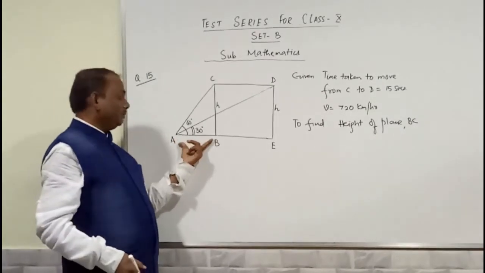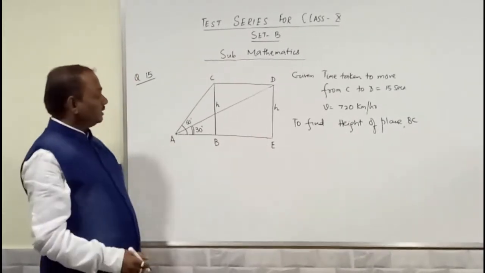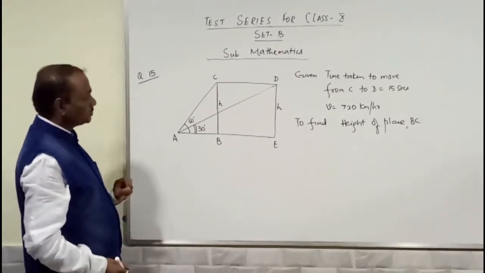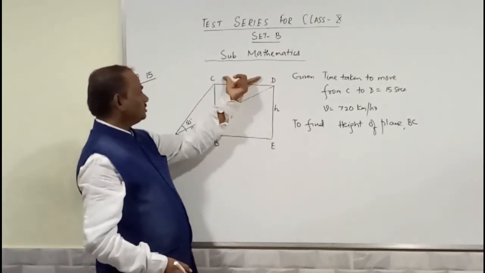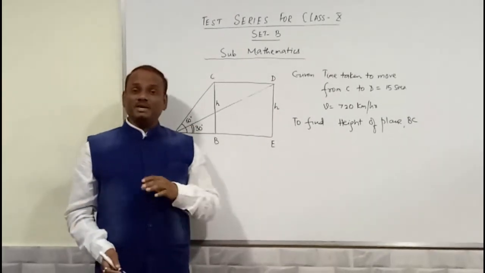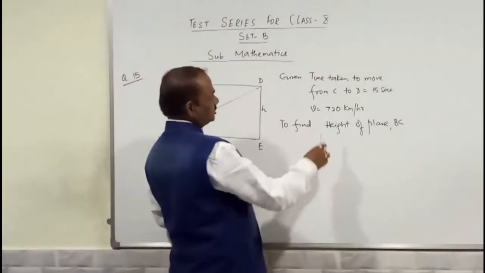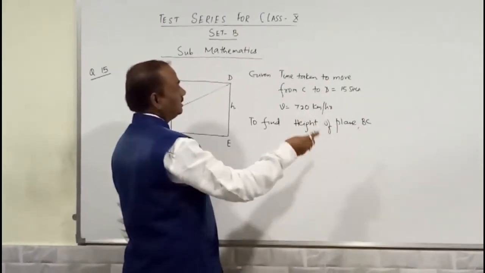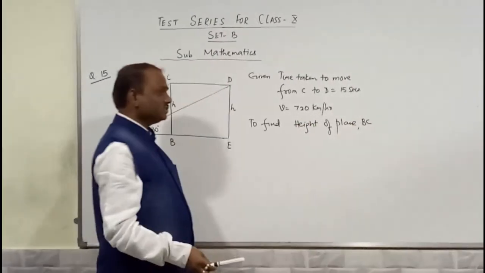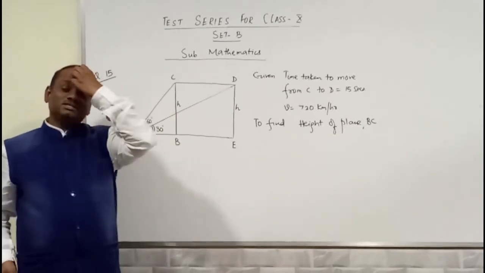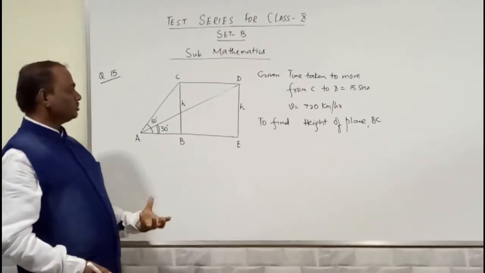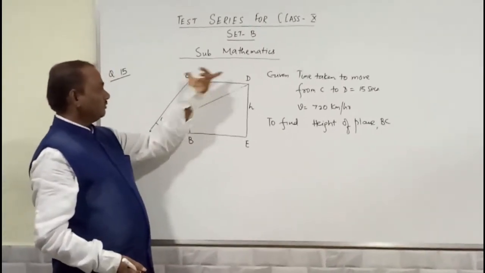Now neither do we know AB nor do we know AE, but if you look at the problem properly, if you consider the conditions given over here in a proper manner, you will come to the conclusion that BE is equal to CD, and CD is a distance, and the formula for distance is speed into time, and we have been given both. Speed is given as 720 km per hour and the time taken is given as 15 seconds. So if I multiply speed and time, I get the distance, and that distance will be CD. And this is the helping hand that we require to tackle this particular problem. So the first and foremost thing will be for us to find the value of CD.